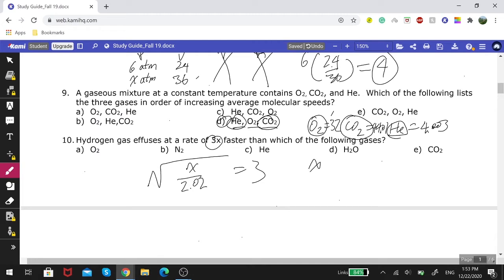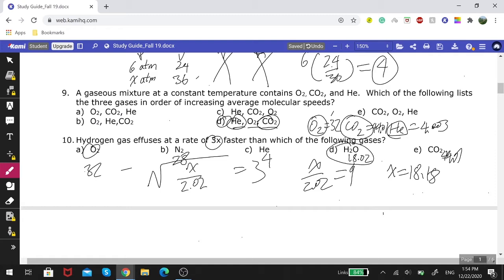So now we square both sides. X divided by 2.02 is equal to 9. 9 times 2.02 gives us 18.18. So X is equal to 18.18. Now we see which of these is close to 18.18. This one is 32. N2 is 14 times 2, about 28. He is 4. H2O is 18.002. Okay, so this is very close, and let's check CO2. CO2 is 32 plus 12, which is 44, so 44.01. So our closest answer is D, H2O.